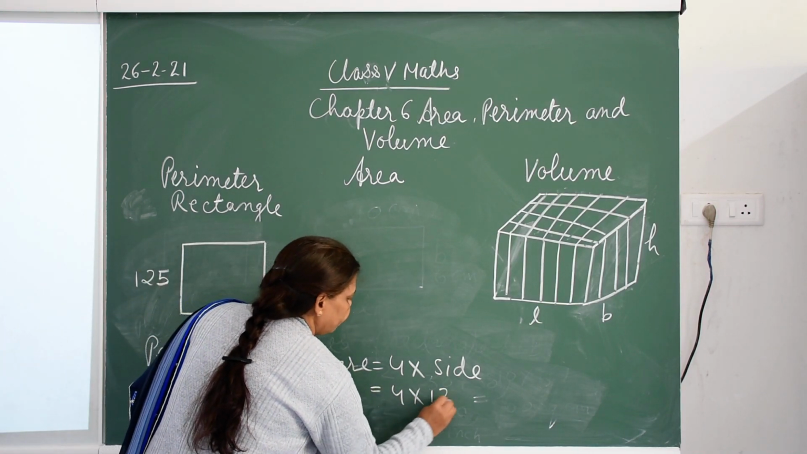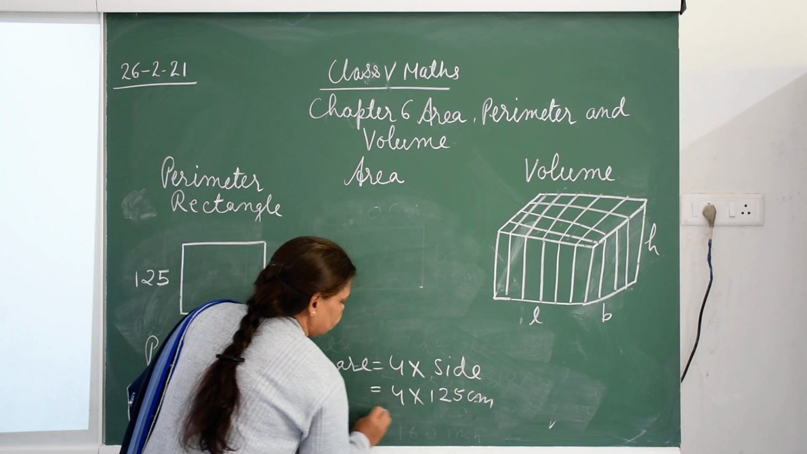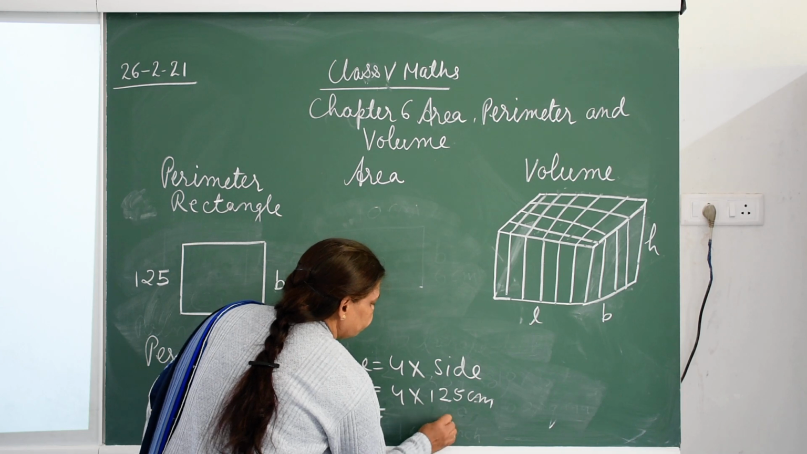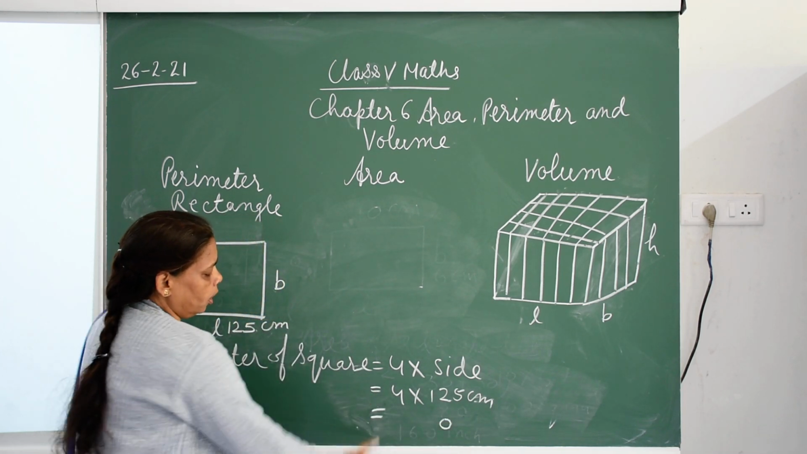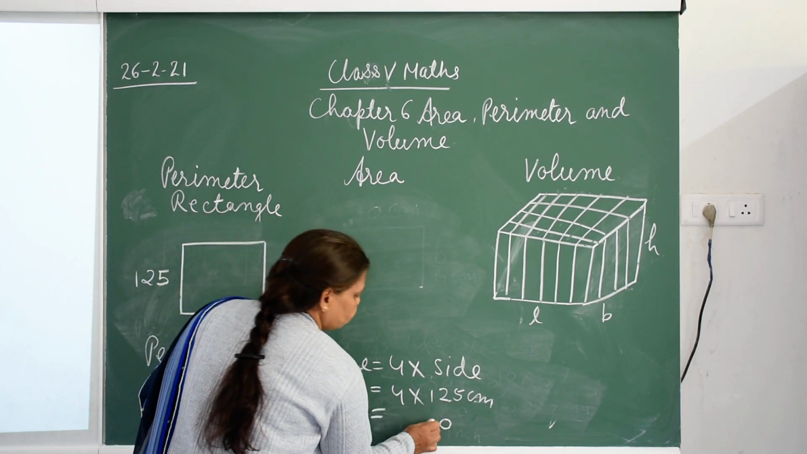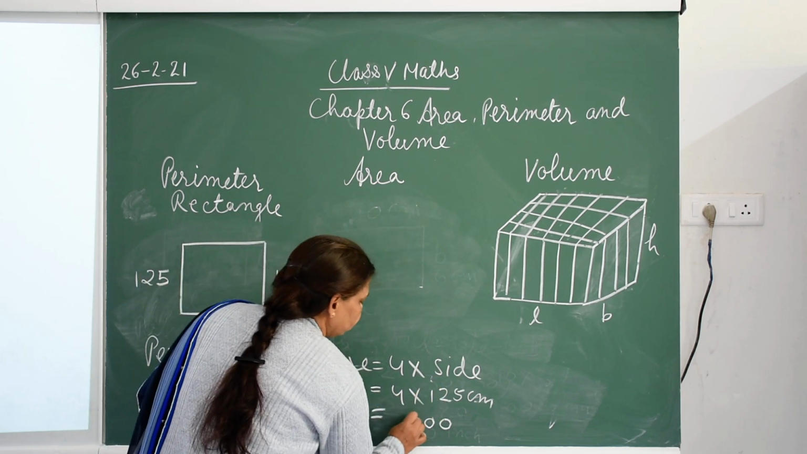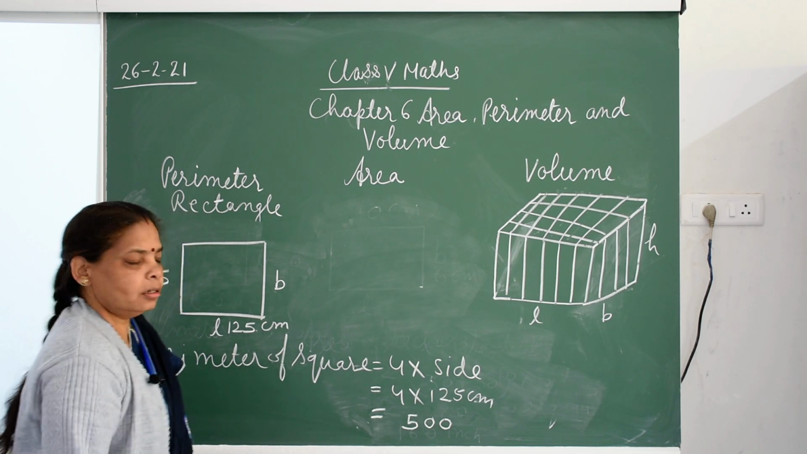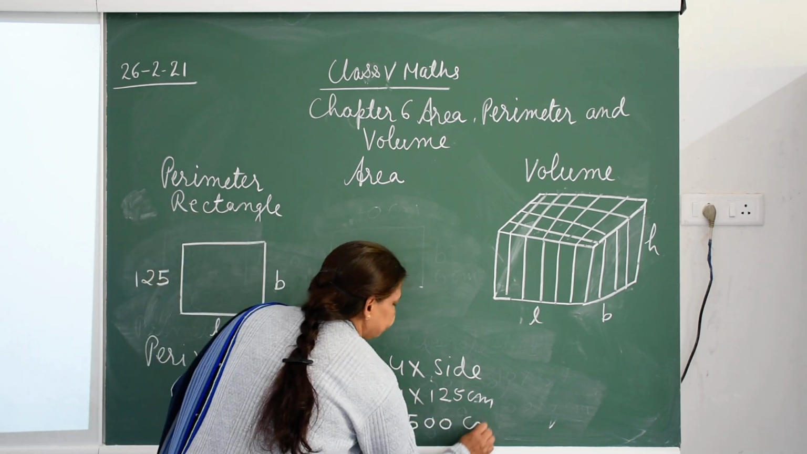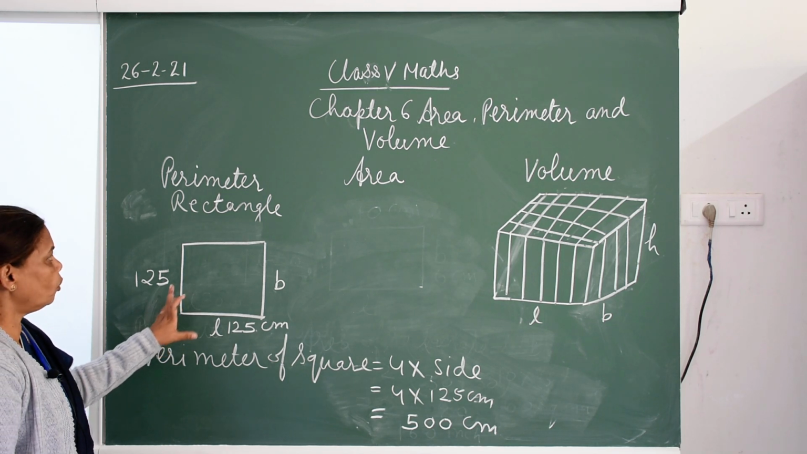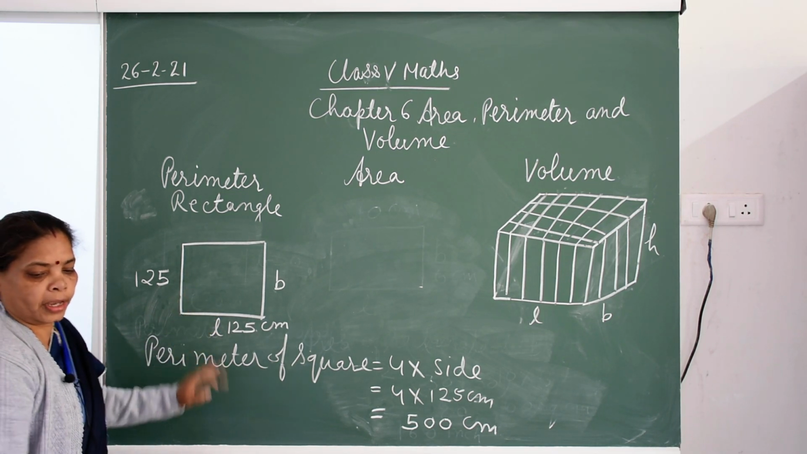4 into 125 centimeter. So multiply it. 4 5s are 20, carry over 2. And 4 2s are 8, 8 plus 2 is 10, carry 1. And 4 1s are 4, 4 plus 1 is 5. 500 centimeter. Children, you know how to find the perimeter of rectangle and square.